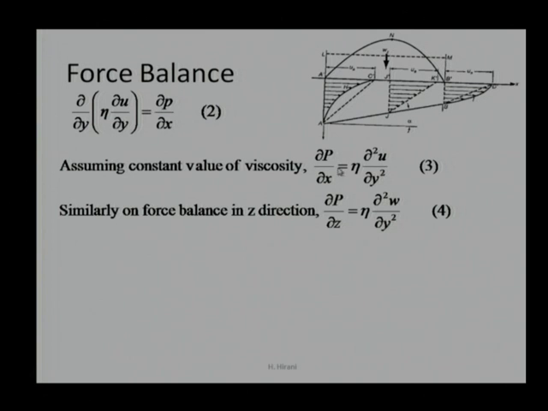Similarly, the way we have done in the x direction, a similar force balance can be done in the z direction also. The equation will be: pressure gradient in the z direction is equal to viscosity, assuming there is no change in viscosity in the x or z direction, times the second order velocity gradient. So, there is a velocity u in the x direction, velocity w in the z direction, and y is the direction of film thickness, where this velocity gradient is acting.